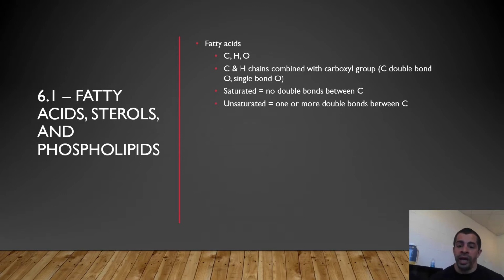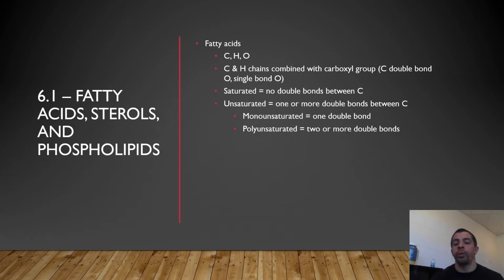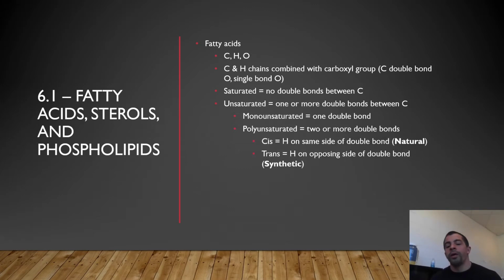Next would be unsaturated, and that simply means that there is one or more double bonds throughout that straight chain of carbons, right? Breaking down a little bit further, if there's one double bond, it should be monounsaturated. If there's two or more, it would be polyunsaturated fat. For polyunsaturated fats, we could break this down a little bit further, right? This is where it'll start to be a little bit more relevant.